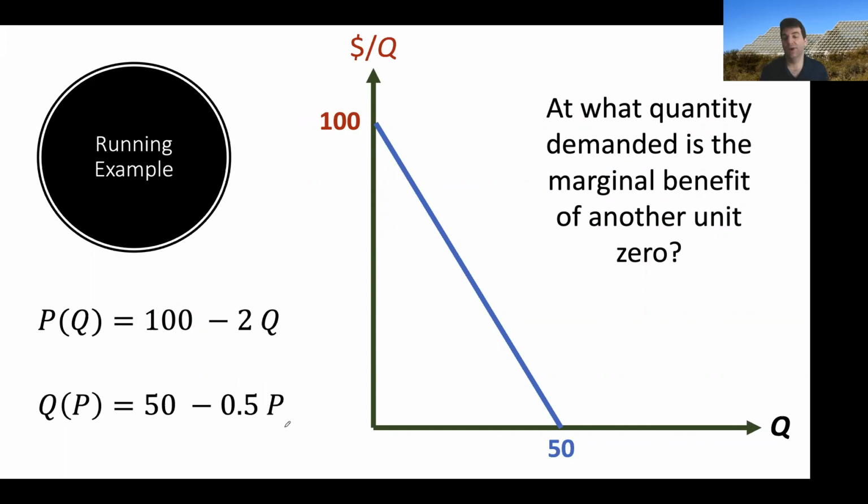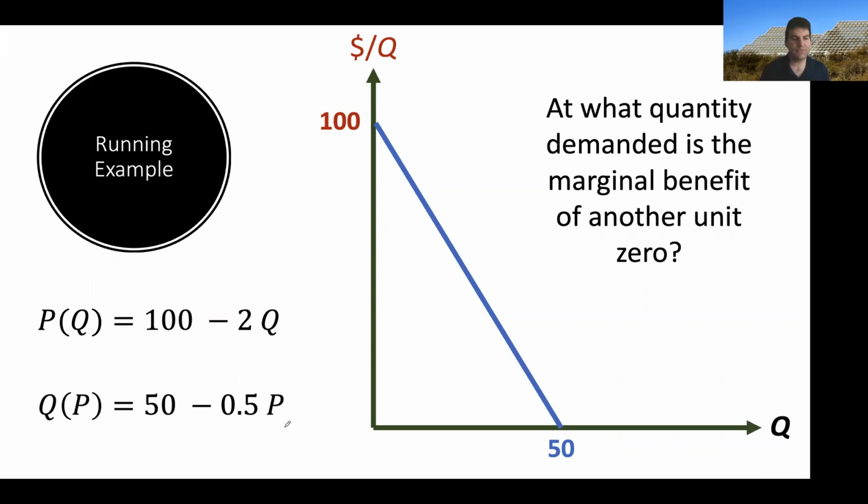All right, so then we can ask other questions, like at what quantity demanded is the marginal benefit of another unit equal to 0? That's the fancy way of saying, how many green balls do you have to own for the next green ball to be worthless, for you not to want another green ball? How many green balls are enough? And we can answer that by looking at this curve.